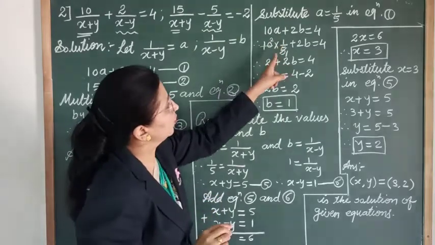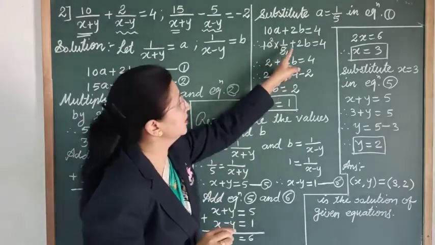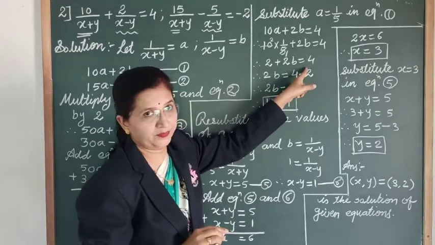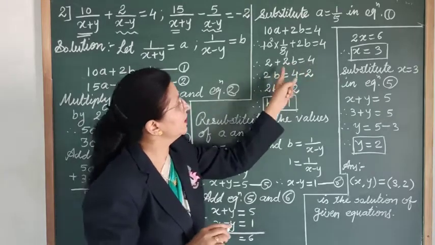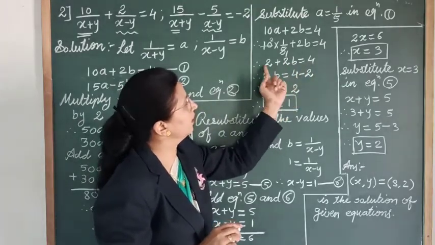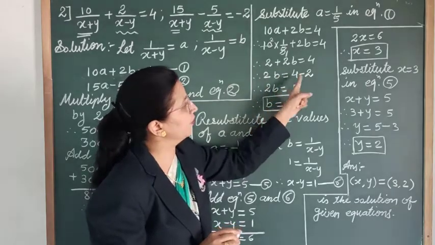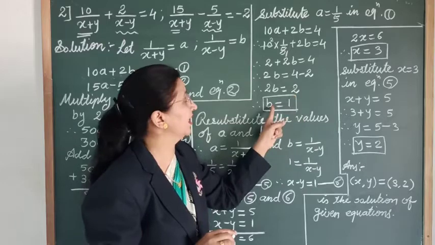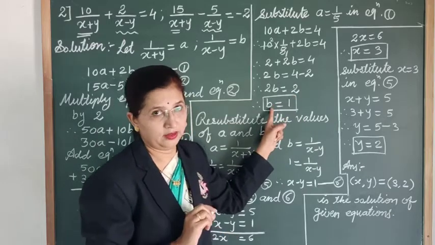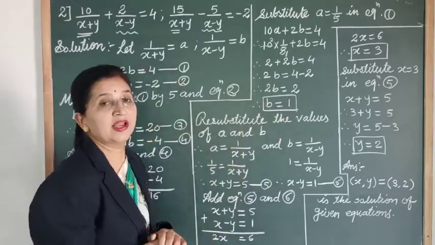So 2 into 1, that is 2, plus 2b is equal to 4. Okay, let's bring the like terms together. So 2b is equal to 4. This plus 2 is there, it will be minus 2. So 2b is equal to 4 minus 2, that is 2. So in this way we get the value of b as 1. Okay, so in this way we got the value of a and b.